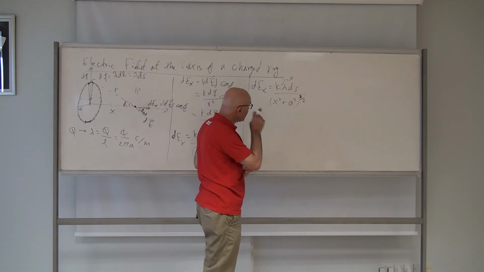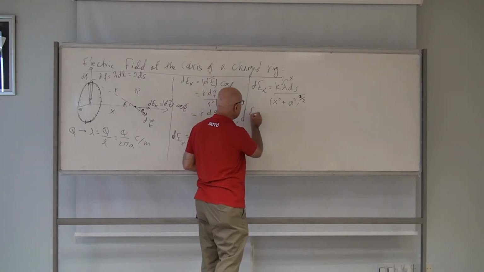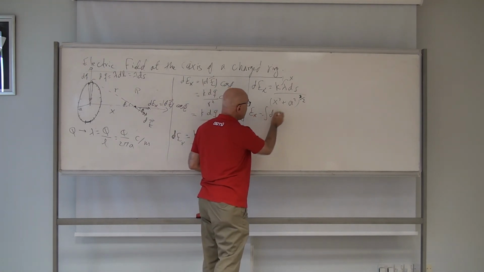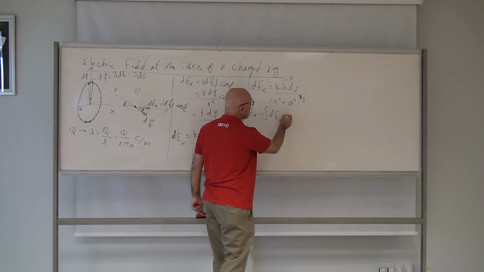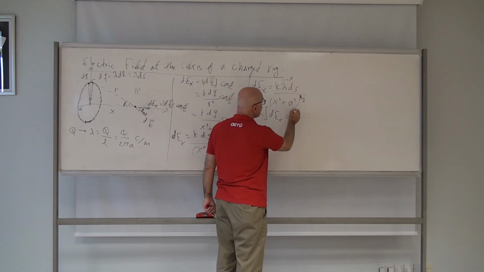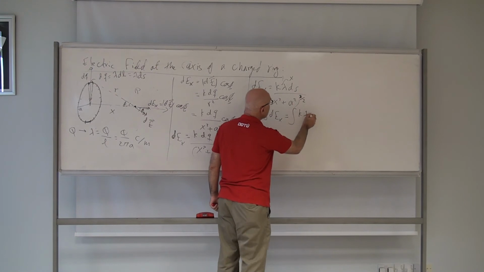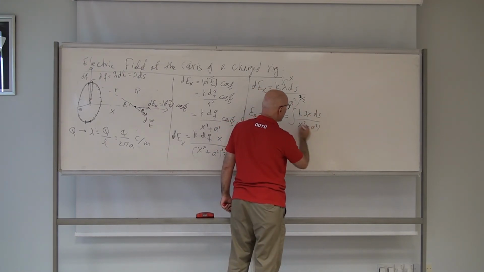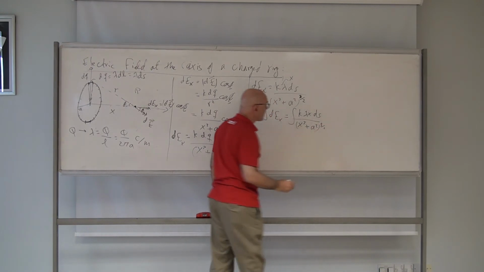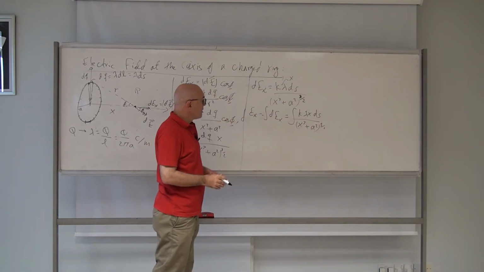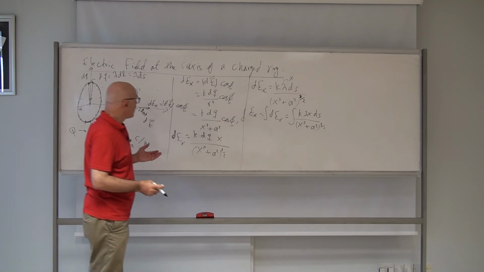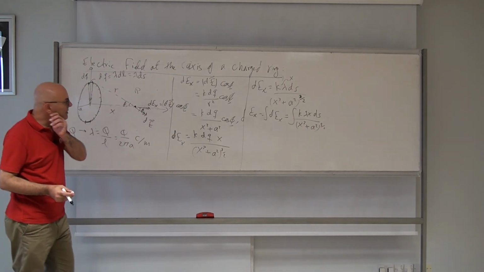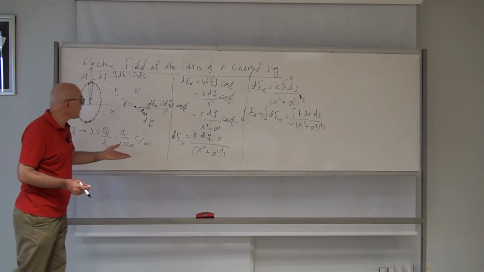Now, let me write down the integral. Ex is just the sum of all the dEx, and it is the integral over these. So it is k lambda x ds over x square plus a square to the power 3 over 2. Okay, now I want to find the limits of the integral and really what is the integration variable.